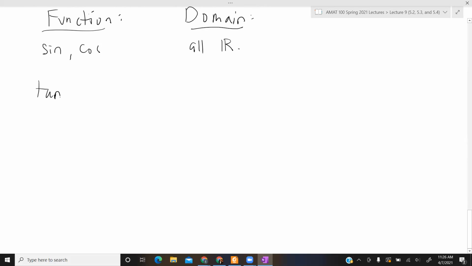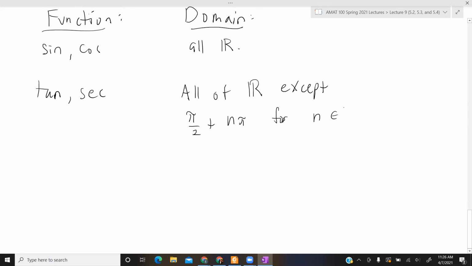For tan and secant, the domain is all real numbers except the ones of the form pi over 2 plus n pi for any integer n. So if I give you a t-value of this form, you can't plug it into tan or secant. Otherwise, you can plug it in there.